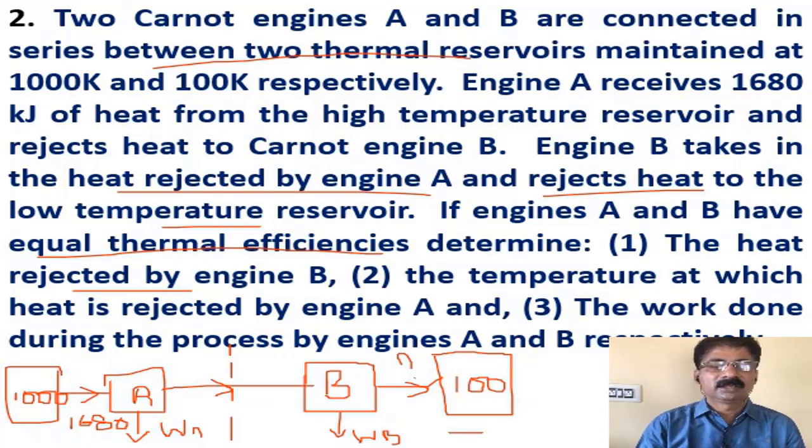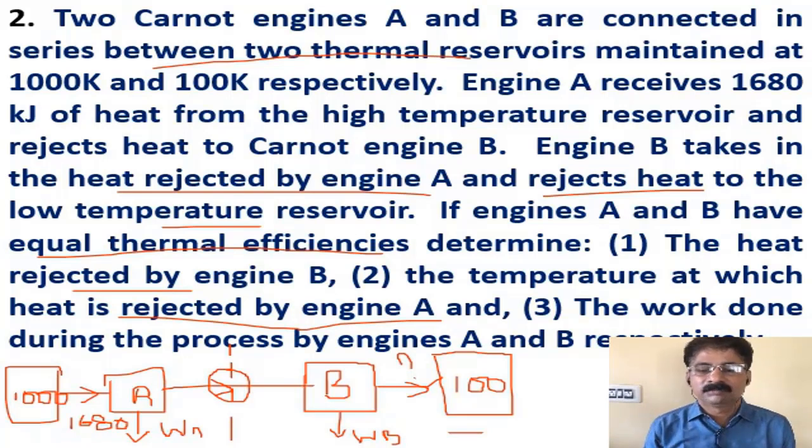Then the temperature at which heat is rejected by engine A. That means this temperature you have to find out. It is the same temperature at which engine B is absorbing. The temperature at which heat is rejected by engine A is the same temperature at which it is absorbed by engine B. And you also have to find out the work done during the process by engines A and B respectively.